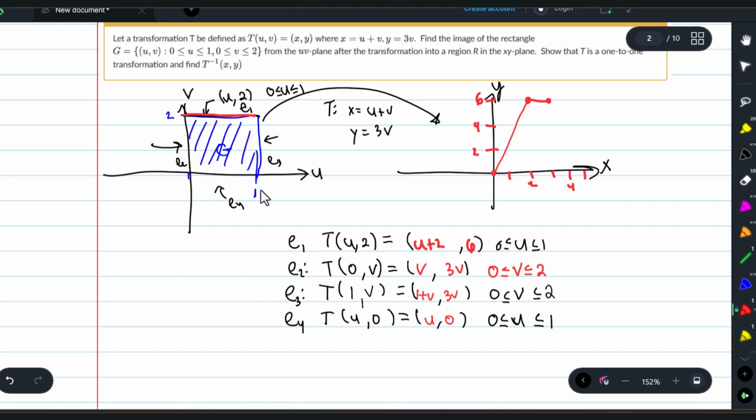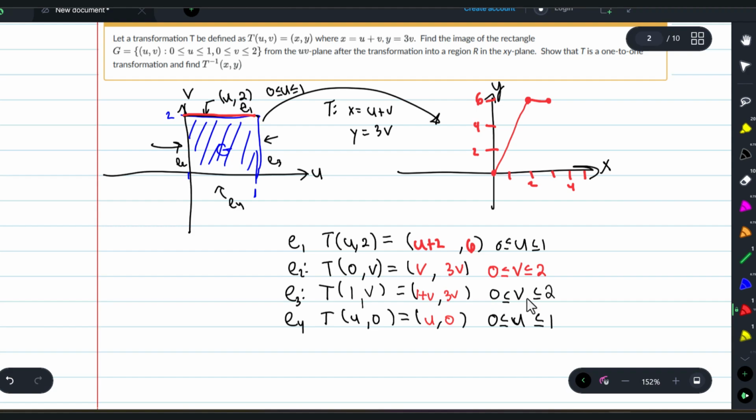Notice u is always equal to 1 on this edge, and v just varies, the height varies. So I plug in 1, v into the above equation. I get the following equation of 1 plus v, 3v. And similarly, this is the description of some sort of line. It's a linear equation, so I just need to find 2 points and plot the points.